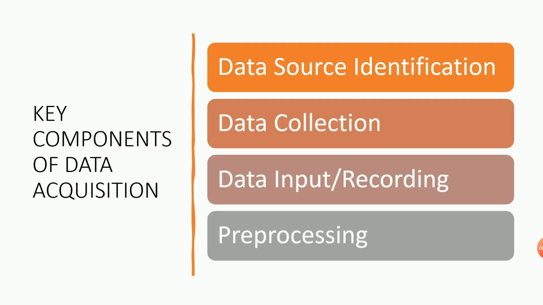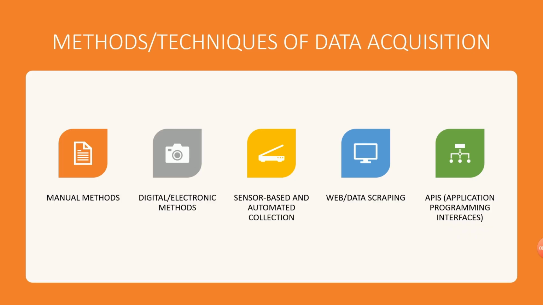So these are the coding things which come under pre-processing. So these are the key components of data acquisition. Now, methods or techniques of data acquisition. So what are all the methods by which I can acquire data? First is manual methods. I have to go physically and collect the data.